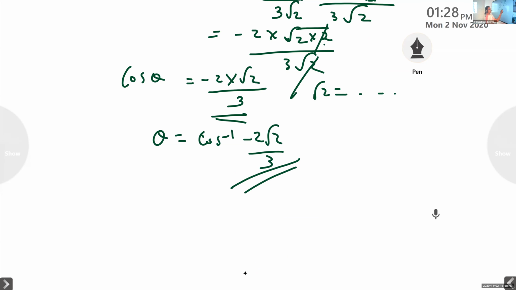If anyone has a calculator, can you tell me the square root of 2 value here? I think 0.7 something. 1.4. Anyone have a calculator? Just do it. Root 2. So we can complete it that way.